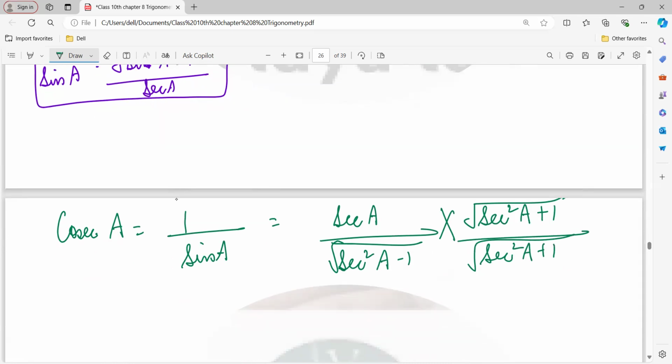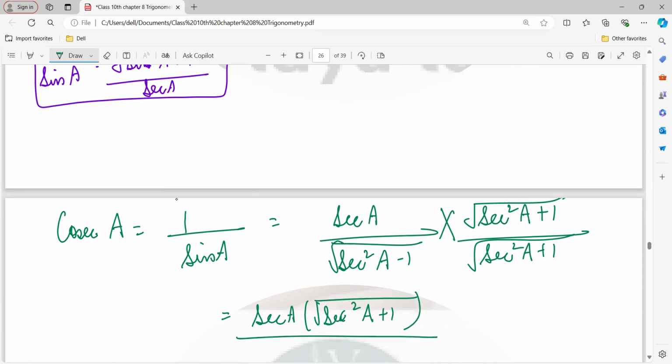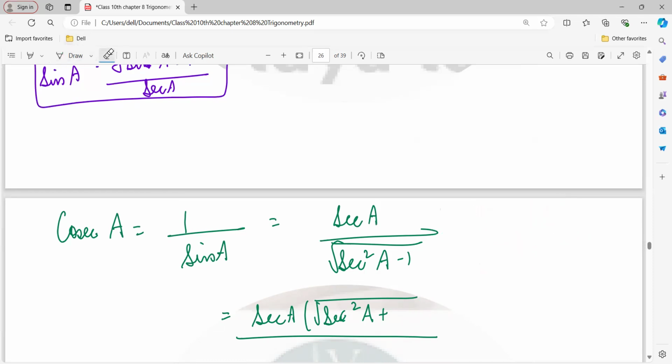So we'll get secant A into square root of secant square A plus 1 divided herein. Okay, here we need not rationalize. We'll write the answer as it is.